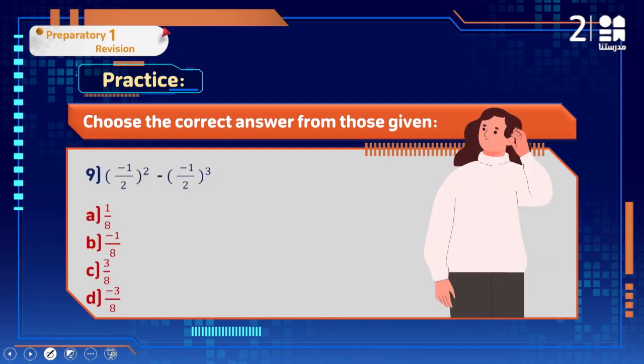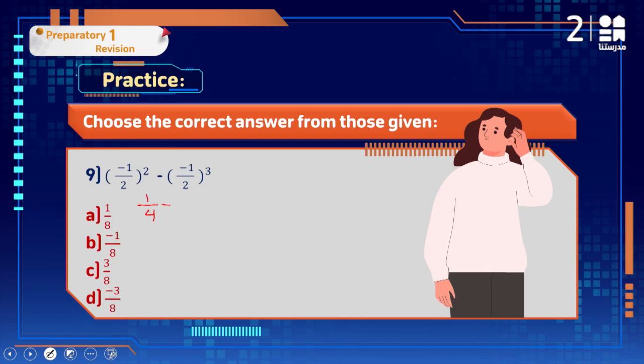Number 9. Negative half to the power of 2 minus negative half to the power of 3. We have to write this one. Here, negative 1 to the power of 2 is 1, and 2 to the power of 2 is 4. So the first rational number is 1 over 4.